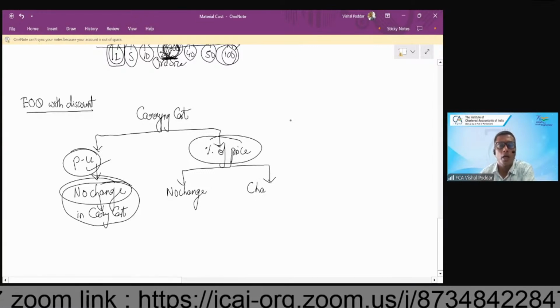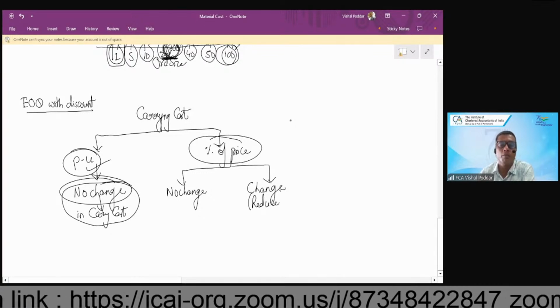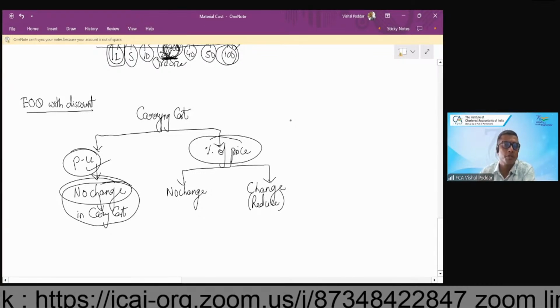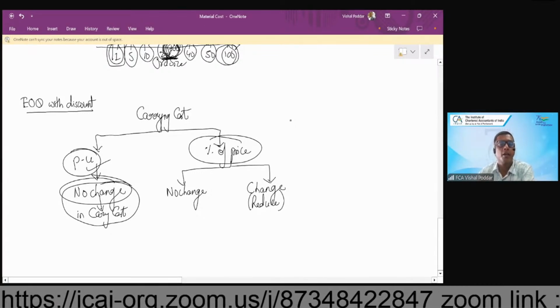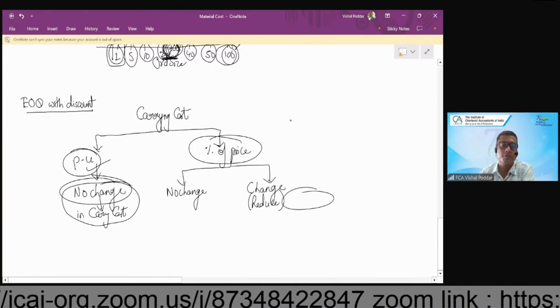Or now, I will say the carrying cost will change. It means it will reduce. Why? Because if the price is reduced because of discount, automatically the carrying cost will also reduce. So now you'll have to calculate the new carrying cost.